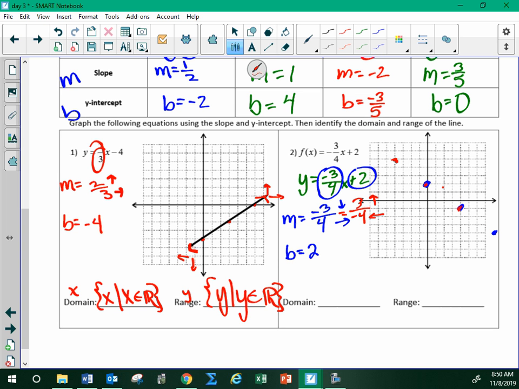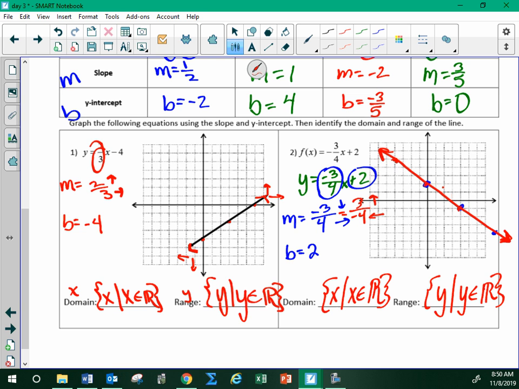All right, go ahead and connect those. Put arrows on the end, because our lines go on forever. And again, our domain's real easy. X belongs to real numbers. Oh, we have to put them in set builder. Yep. And our range, all real numbers. Again, that's because this goes down forever, to the right forever, up forever. Okay. Let's go and flip it over to the next page.